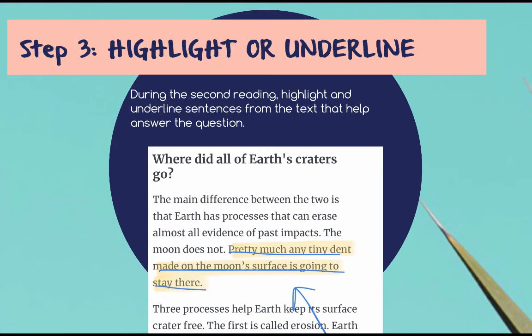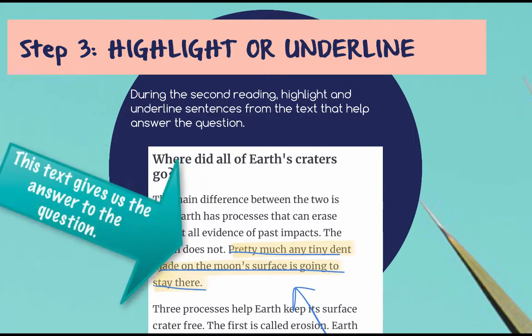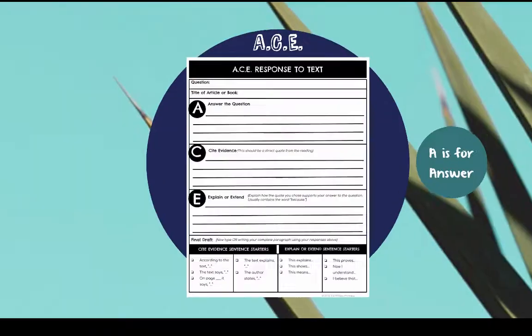Step 3 is to highlight or underline. So after you have read the text through one time, during the second reading, we're going to highlight and underline sentences from the text that help us to answer the question. So here I highlighted and underlined the part that says pretty much any tiny dent made on the moon's surface is going to stay there.